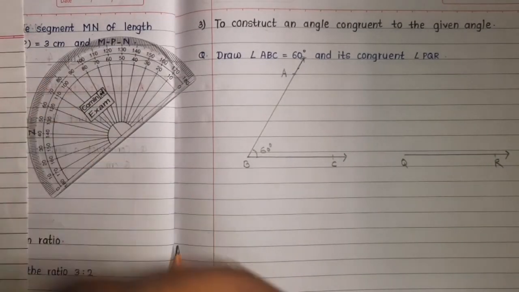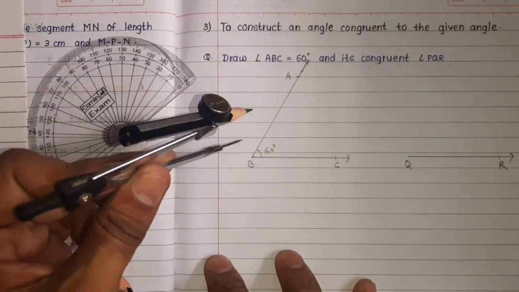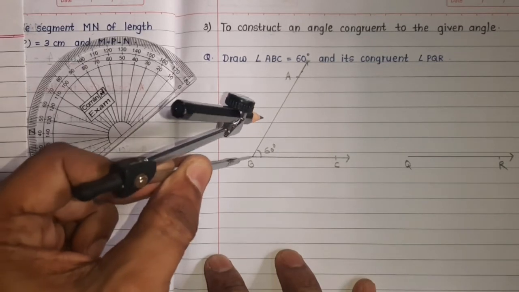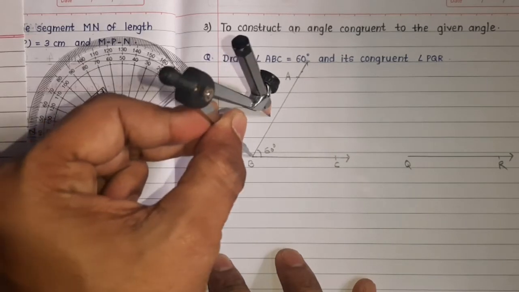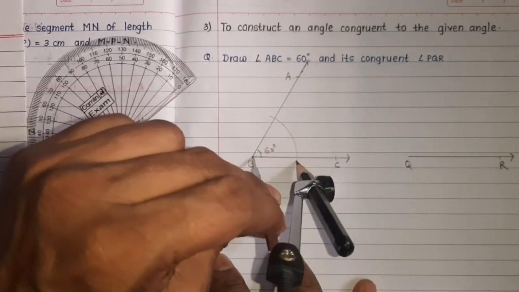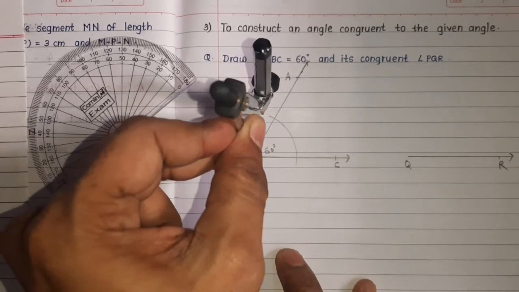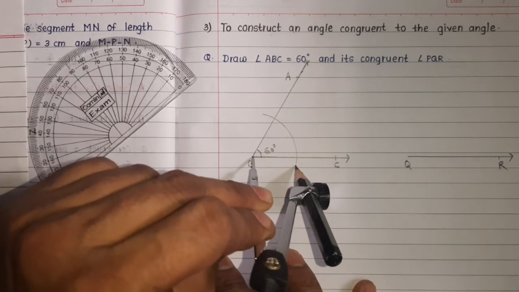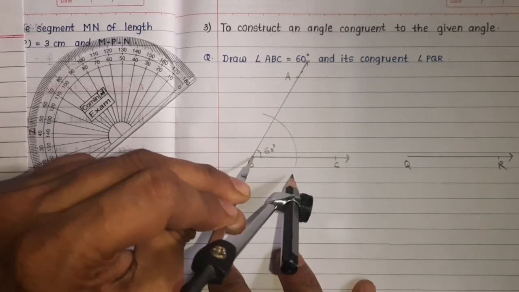For that purpose, by using this compass we have to construct. Put the metal point on point B because we have to draw the congruent angle of B, and then draw the arc like this, intersecting both the rays. I think all of you got this. Now see, we draw the arc like this.